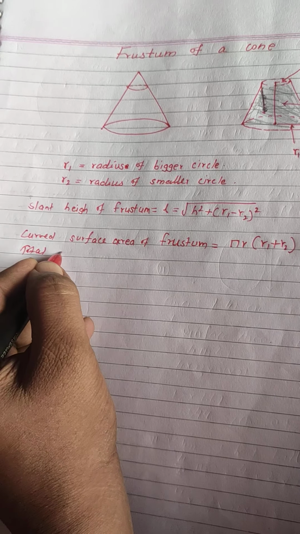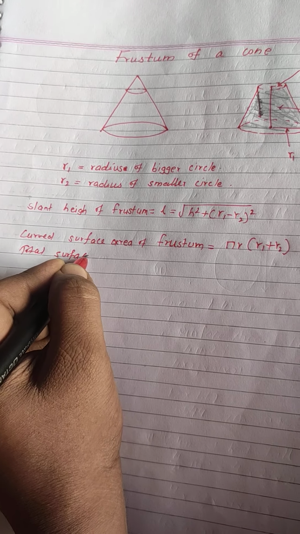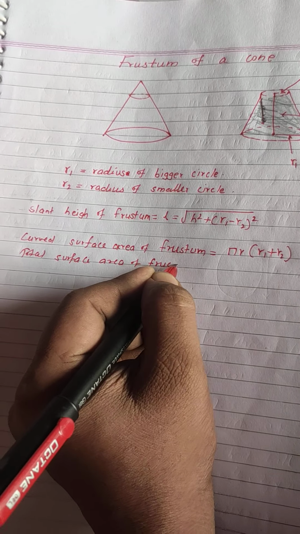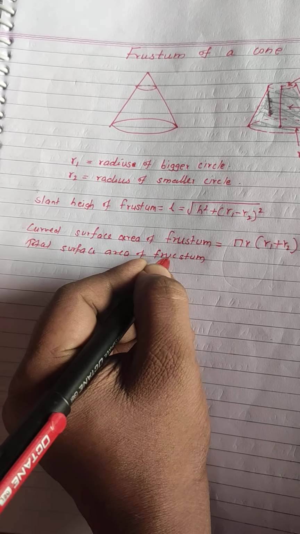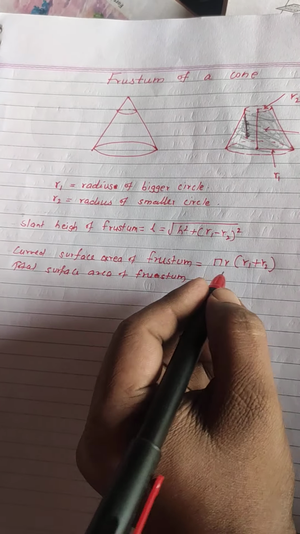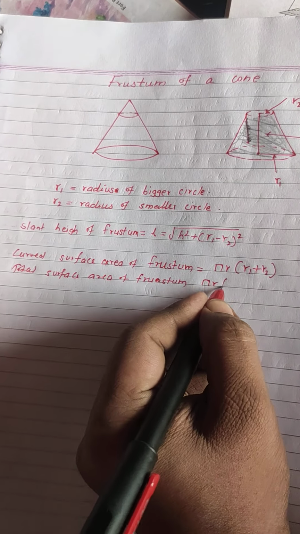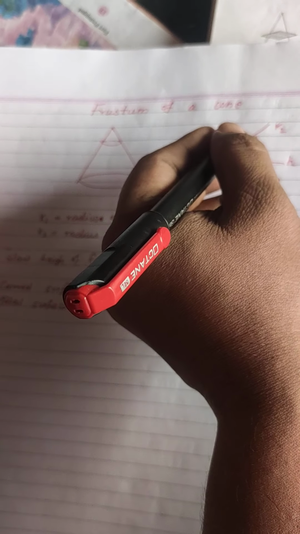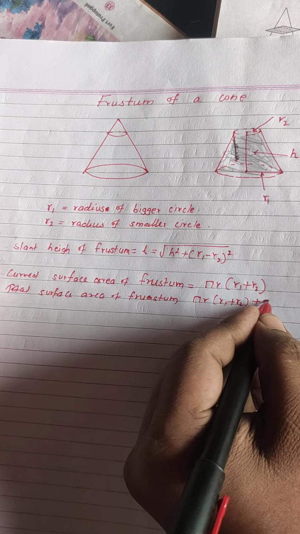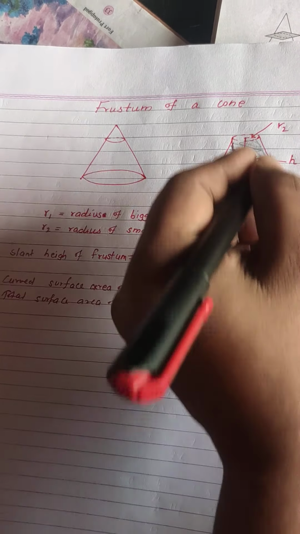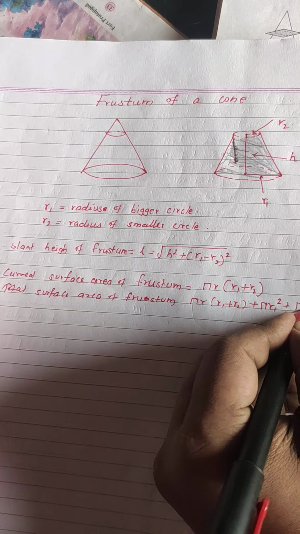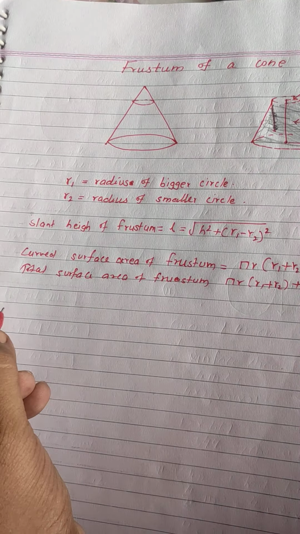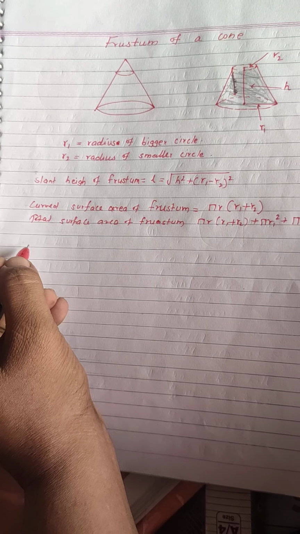Total surface area of the frustum. See, the curved surface area is pi L times R1 plus R2, and next we have to find the upper and lower areas. The area is pi R1 square plus this area is pi R2 square. This is the total surface area of the frustum. Correct? Last one, volume of the frustum.